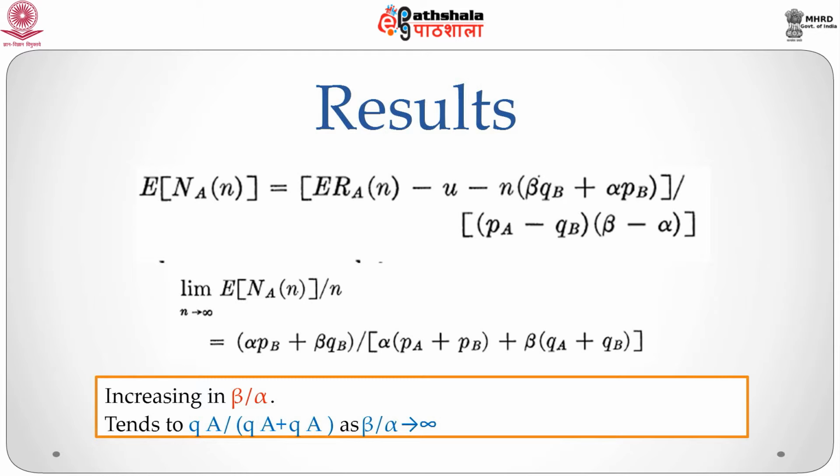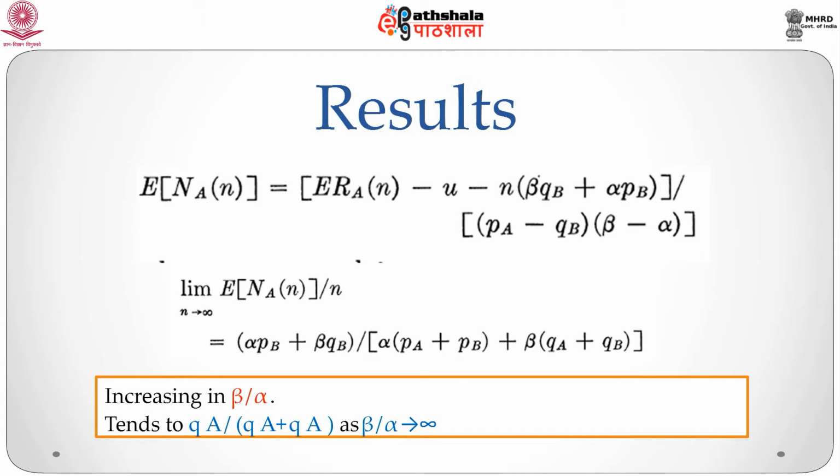If we assume without loss of generality that P_A is greater than or equal to P_B, it is possible to show that the limit as n tends to infinity of expectation of N_AN divided by N is equal to (alpha P_B plus beta Q_B) by (alpha into (P_A plus P_B) plus beta into (Q_A plus Q_B)). So note that this is increasing in beta by alpha and tends to Q_B by (Q_A plus Q_B) as the ratio beta by alpha tends to infinity. Thus, if beta is large with respect to alpha, the trial forces more patients on the better treatment.